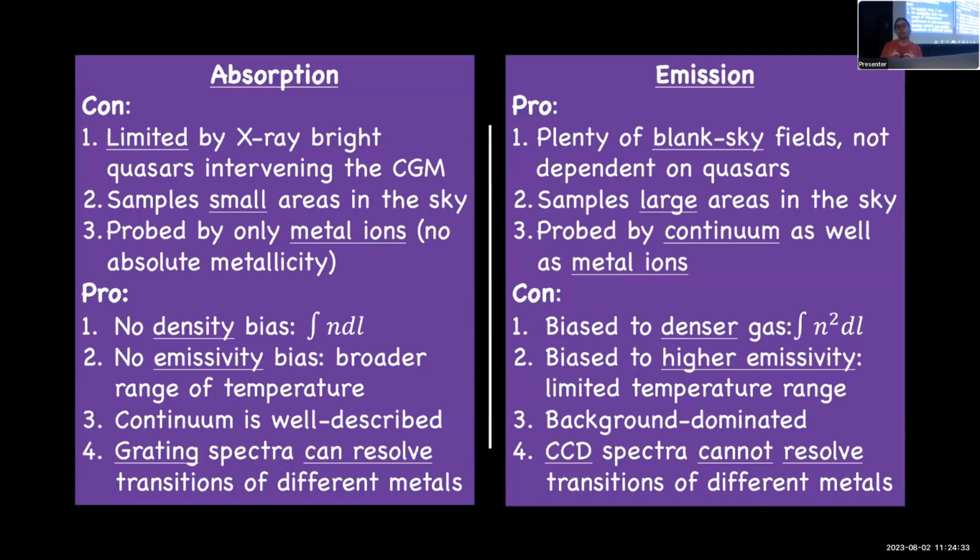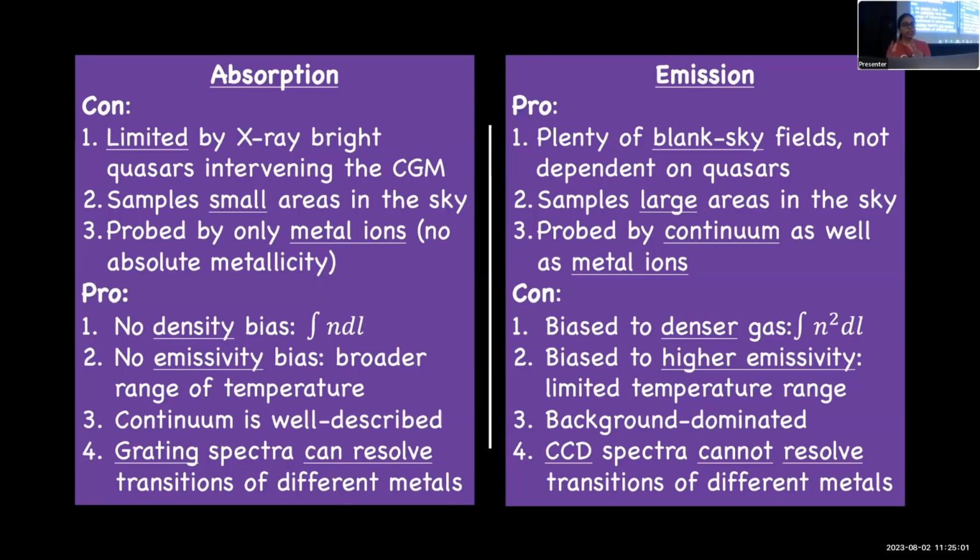And in general, we expect the denser gas to be closer to the galaxy. So we are most likely to probe the extraplanar or the inner CGM, while in case of absorption, we can probe both the denser and the less dense gas. The other bias in emission is that it depends on the emissivity of the particular metal line. And for example, in case of oxygen 7, we already know that its emissivity peaks somewhere around 10 to the power 6.3 and sharply drops on both sides.